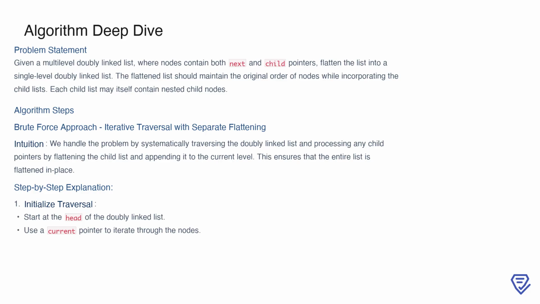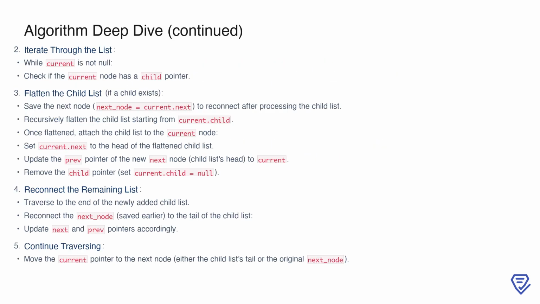The first step involves initializing a traversal process. Starting at the head of the list, we use a pointer, referred to as current, to iterate through the nodes one by one. Now, the traversal begins. While the current pointer is not null, we check if the current node has a child pointer. If a child is present, we save the next node in the sequence to ensure that it can be reconnected later, as the child list will temporarily interrupt the main sequence.